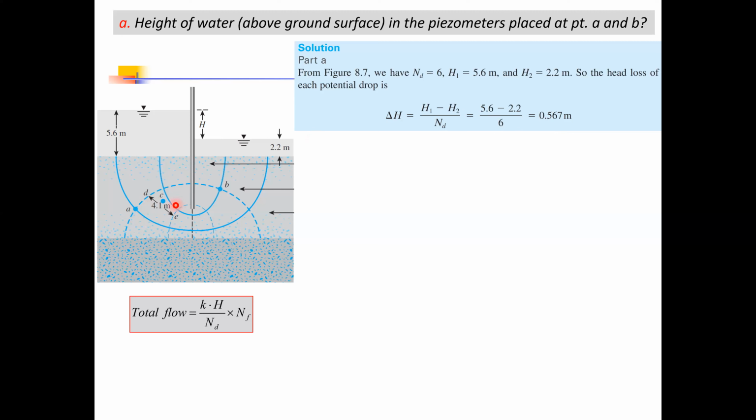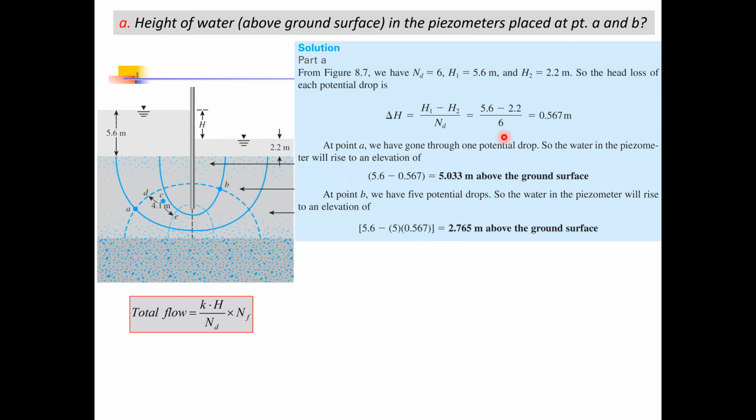If you want to determine the head at point A, it is very simple: the head at point A would simply be the head at the ground surface, which is 5.6 meters, minus 1 equipotential drop, which is 0.567 meters. So this is how we can easily determine the head at point A.